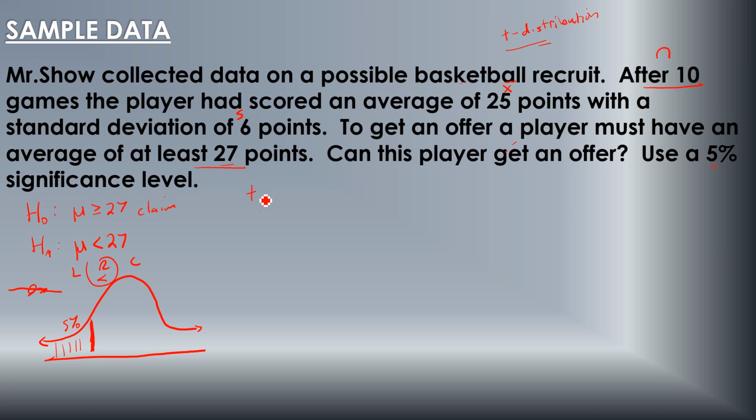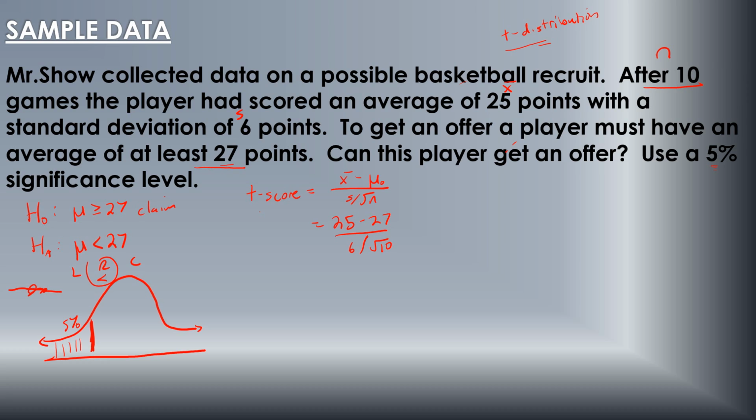So let's get our t-score. Now, how do I know I'm doing a t-score? Well, because I don't know the population standard deviation, and nor do I have a significantly large sample size. I only have a sample size of 10. So our t-score is going to be calculated the same way as if it were the z-score. So our sample mean is 25. Our HA, our claim, is 27. And our standard deviation is 6. And square root of sample size of 10.